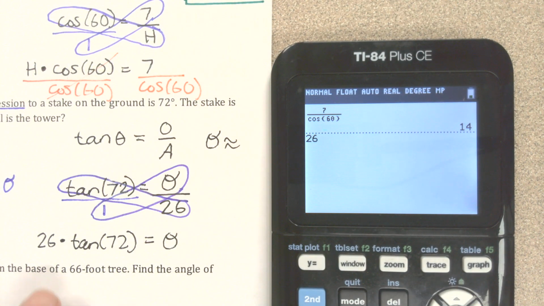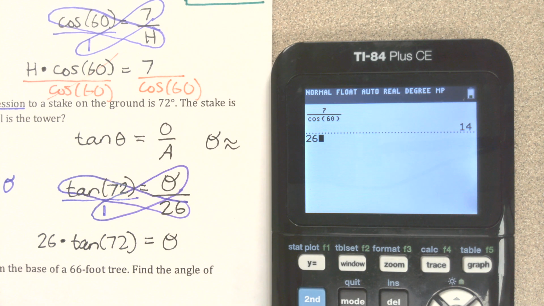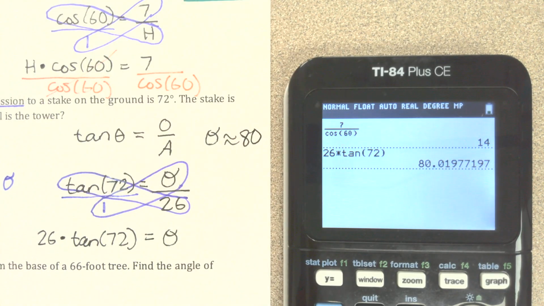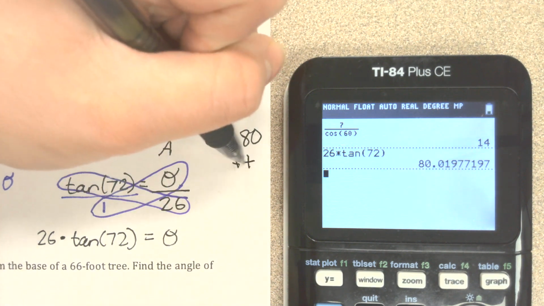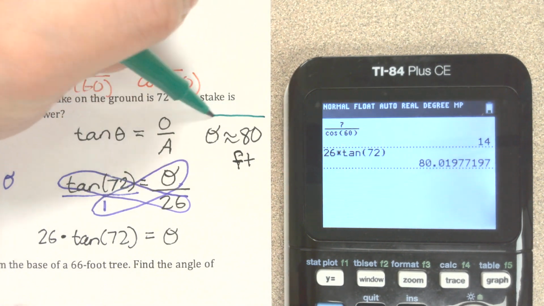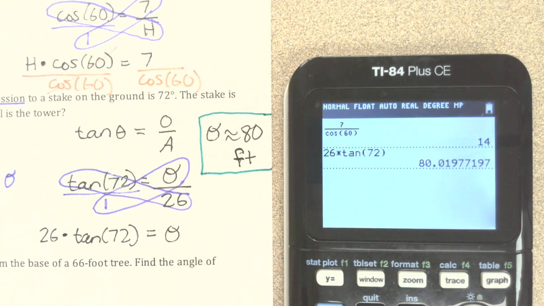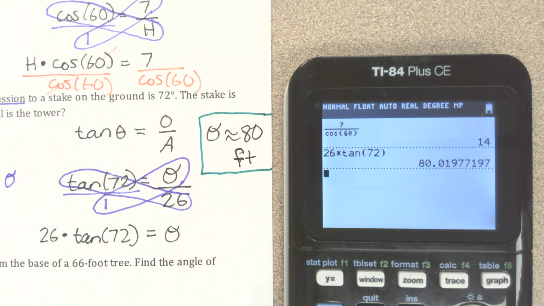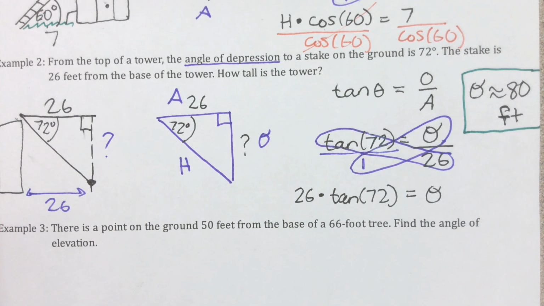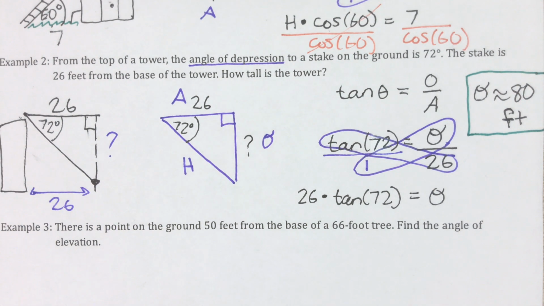So we have 26. The times is optional. The calculator will understand it's multiplication if you don't put it in there. Just an FYI. Tangent of 72. And we'll round that off to a nice 80. And we're still in feet. 80 feet. So that's the ideal scenario because it's the least amount of work. It gives you the answer straight away. Questions on example 2?